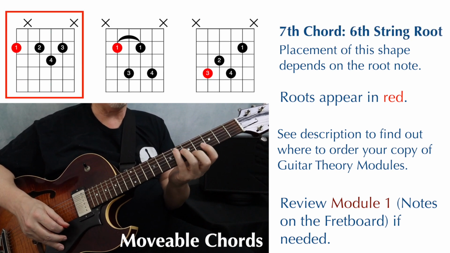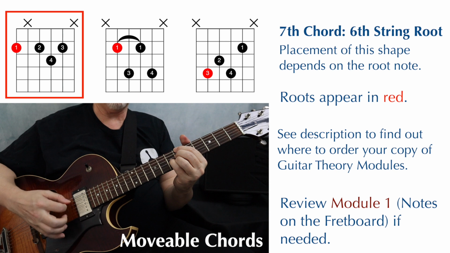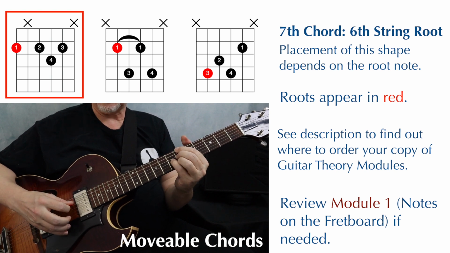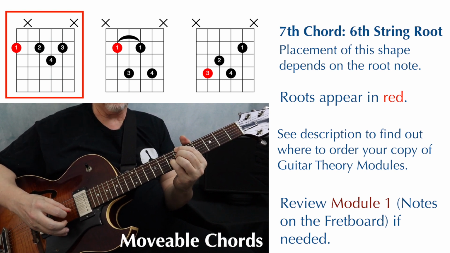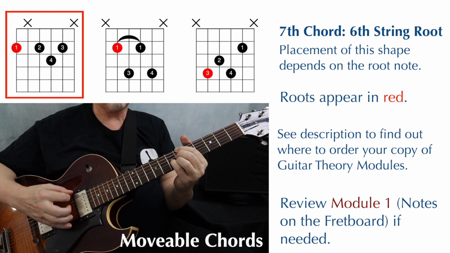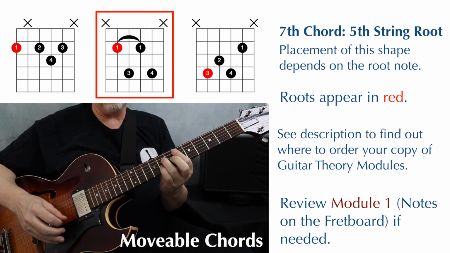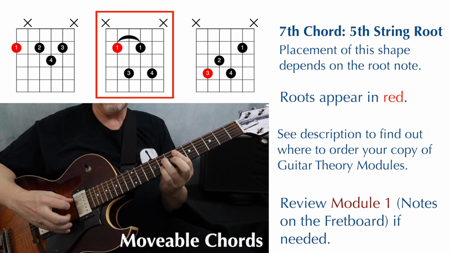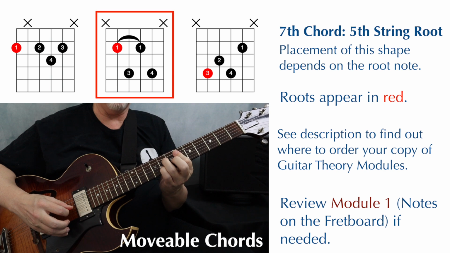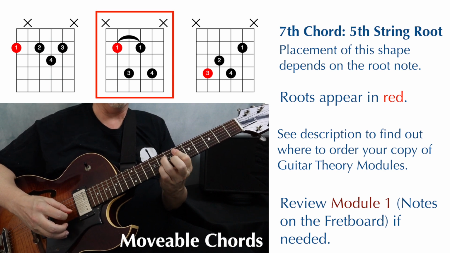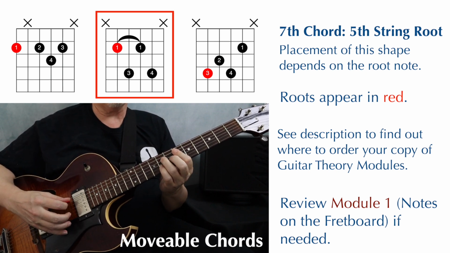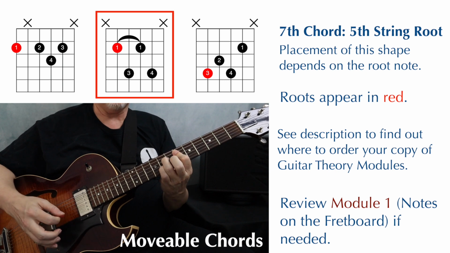Here's a dominant 7 shape you can play with the root on the 6th string. Finger 1, 2, 4, and 3. And here's a dominant 7 shape you can play with the root on the 5th string. Finger 1, 3, 1, and 4. So finger 1 is barring strings 2 through 4.